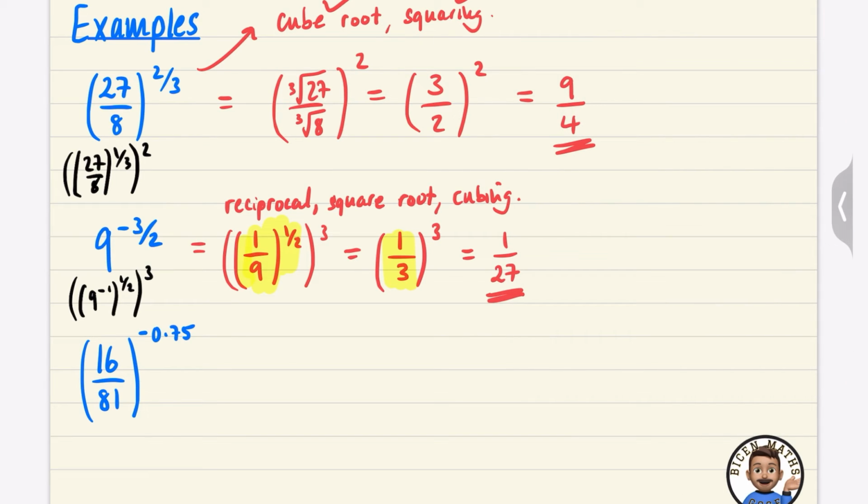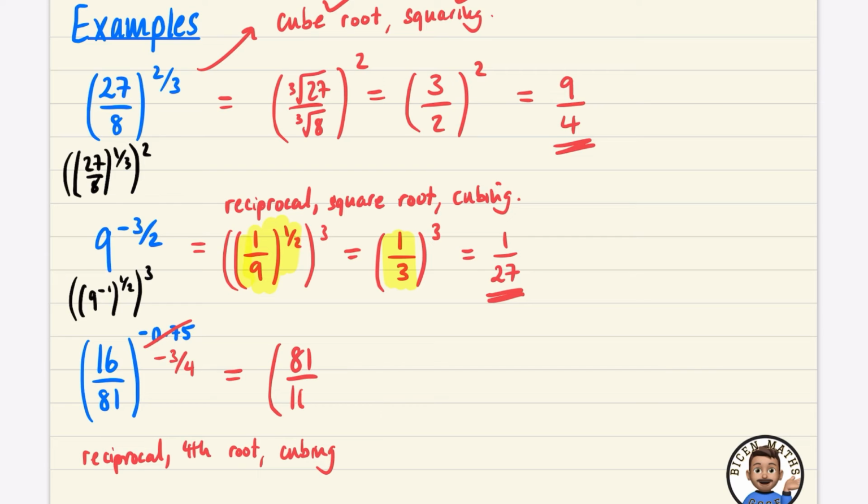So this is 16 over 81 to the power of minus 0.75. I'd probably want to replace this minus 0.75 with minus 3/4. So this one is definitely going to have a reciprocal, a fourth root for the denominator 4, and a cubing. So if I want to do this a little bit quicker, I take the reciprocal, so I get 81 over 16, and that's going to be to the power of a fourth, and then to cube.